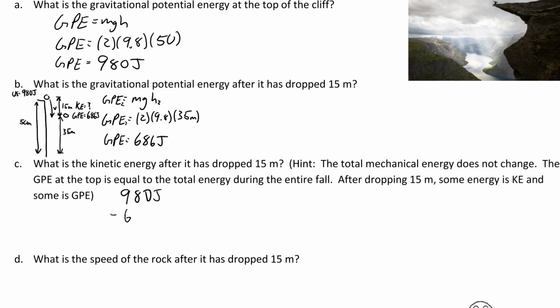Now I only have 686 joules of potential energy at the end. Whatever the difference is must be what my kinetic energy is, so it should be 294 joules. That's my kinetic energy. Boom, done, moving on to the next one. But if you're not sure why I'm doing that, that's fine. We just have to use that calculation that we had.